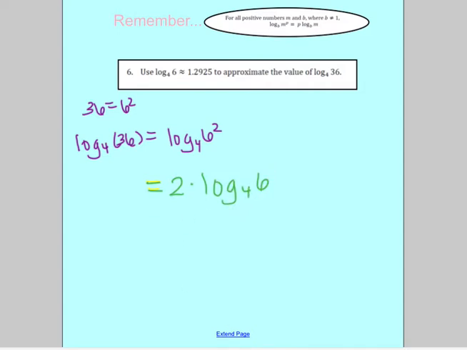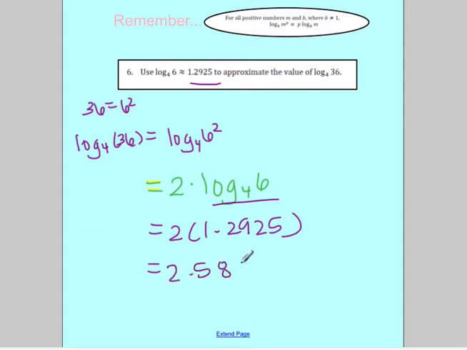And now I can substitute. Log base 4 of 6 is 1.2925. So it's really 2 times 1.2925. And if I get my calculator out and multiply those two, I get 2.585.